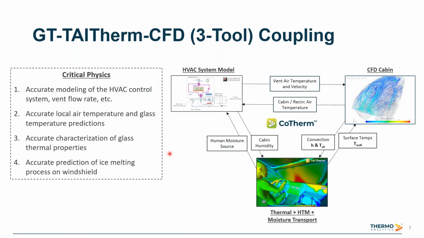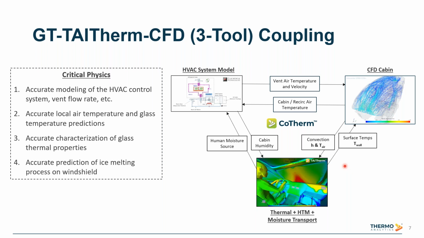The first one we'll look at is the fully transient three-tool coupling method between GT Suite, TAITherm, and CFD. In this webinar, again, we're using Star-CCM+. The HVAC system model provides an accurate model of the HVAC control system, the vent flow rates, and the temperatures, and it provides these transient inputs to the CFD model. The CFD model then solves the fluid flow field over time and exchanges convection and thermal boundary conditions with a thermal model in TAITherm. And that data exchange between thermal and CFD solvers is what facilitates the cabin conjugate heat transfer solution.